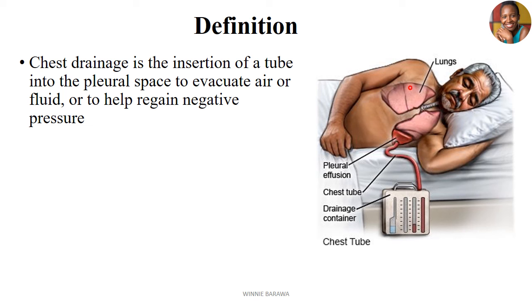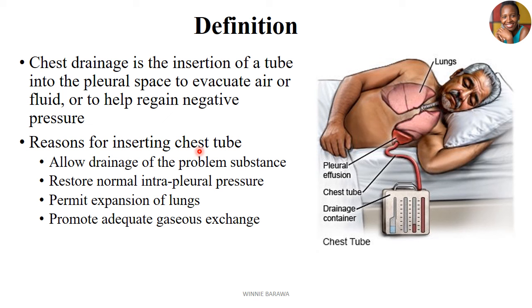Here is an illustrative diagram. We have two lungs, each located in a different pleural cavity. On this lung here, there's an accumulation of blood in the form of pleural effusion in the pleural space. In this case, the chest tube targets such substances to drain them out into what we call the drainage container.